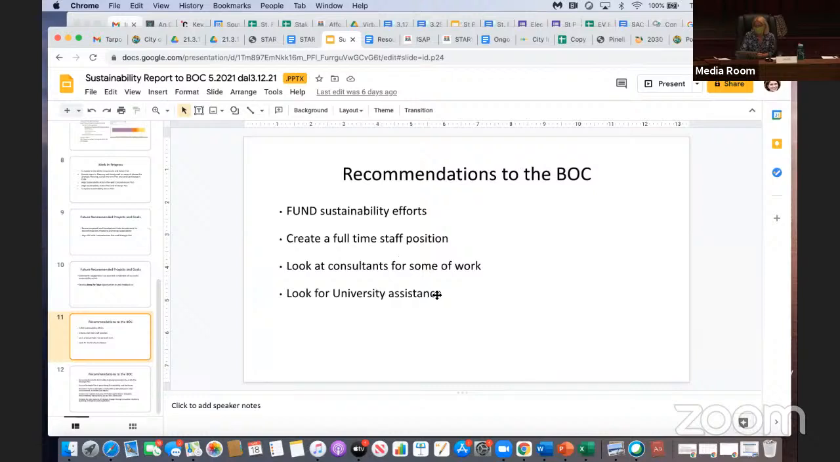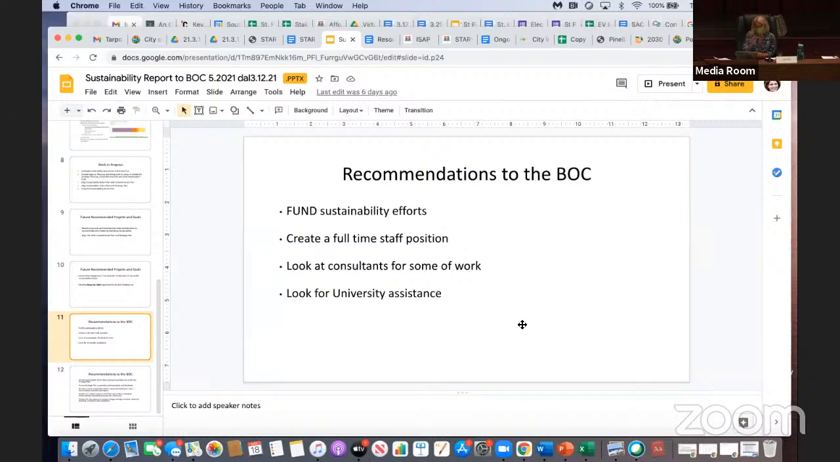Also, a recommendation to the Board of Commissioners to fund the sustainability efforts that we're talking about. So we need to get them on board with the idea that some of these things are not going to be free and that they're going to cost money. So one of the things that I've included in here is also creating a full-time staff position to fund the work.